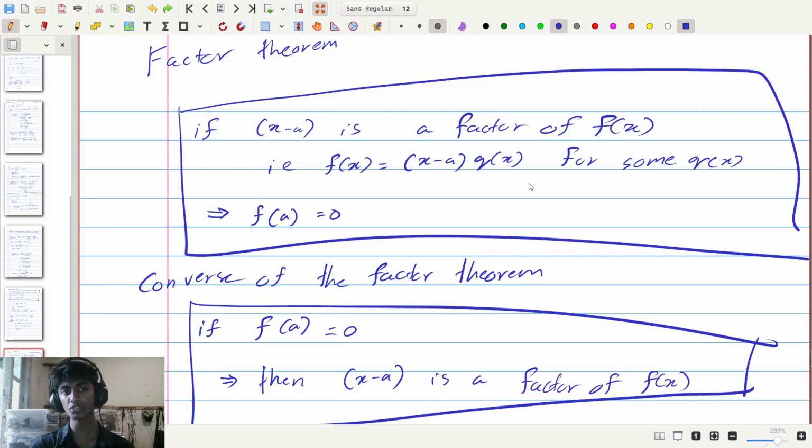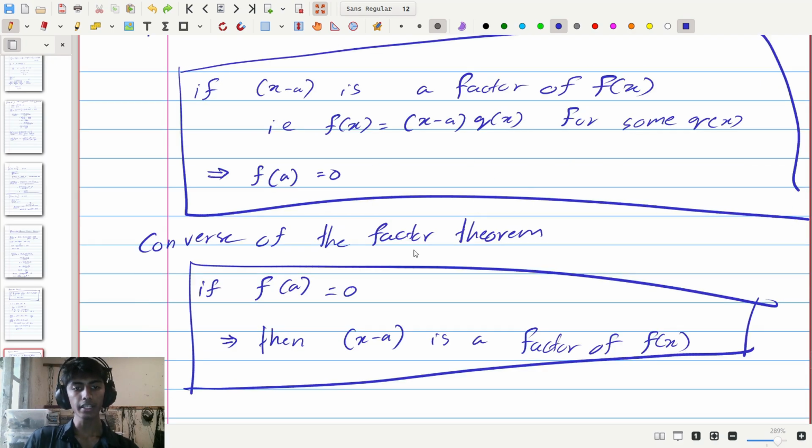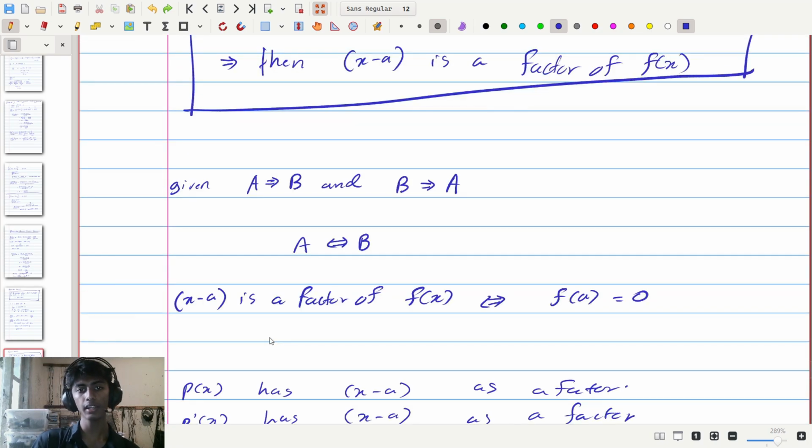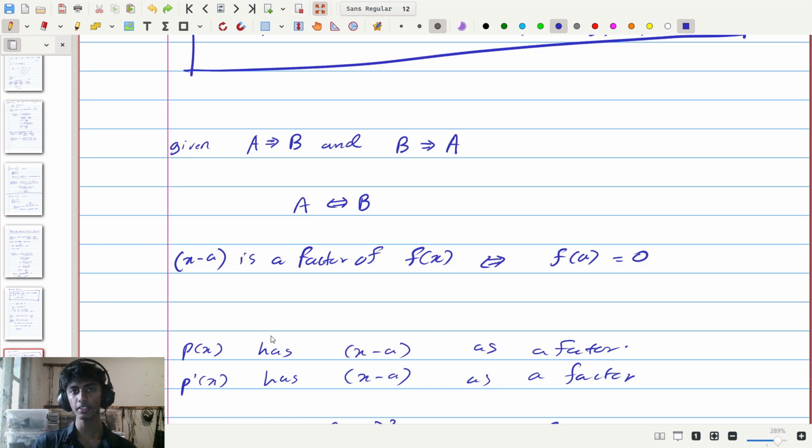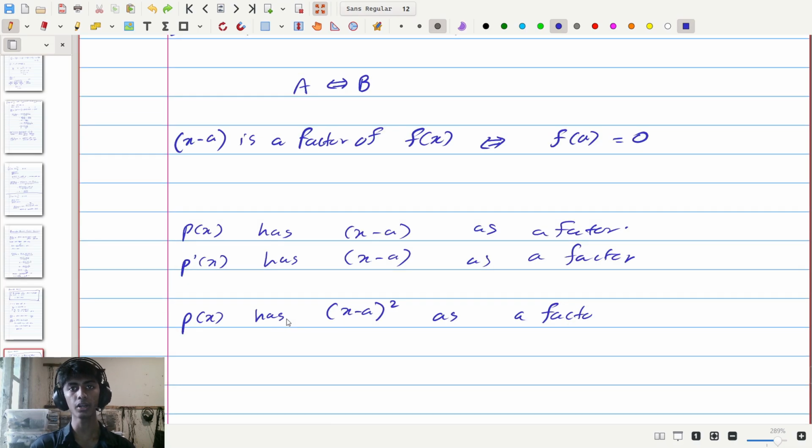We showed that the factor theorem is true, and we showed also that the converse of the factor theorem is also true. That if f(a) is equal to 0, we can then say that x minus a is a factor of f(x). And finally, as a conclusion, I showed you a little notation method to write the factor theorem and its converse in one line, saying that x minus a is a factor of f(x) if and only if f(a) is 0. So this implies both ways. X minus a is a factor of f(x) implies f(a) is 0, and f(a) is 0 implies that x minus a is a factor, where f(x) is some polynomial. And that is the conclusion that we have drawn.